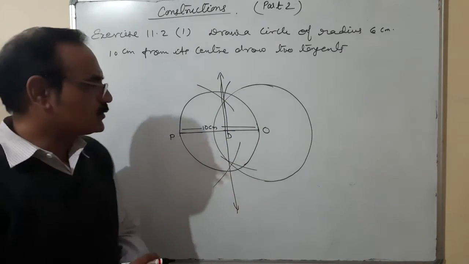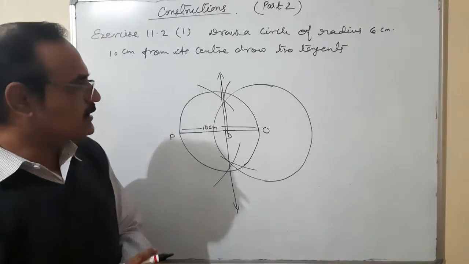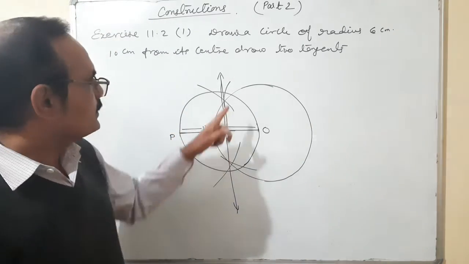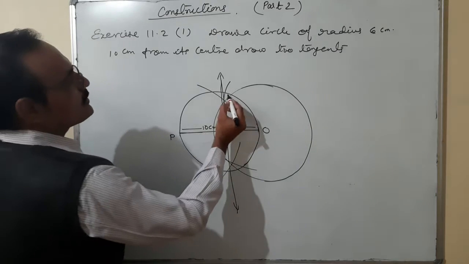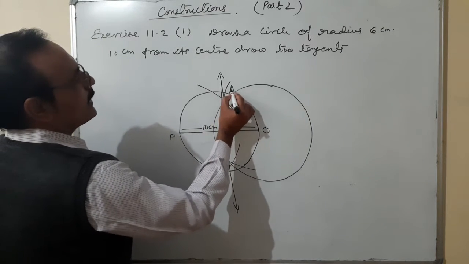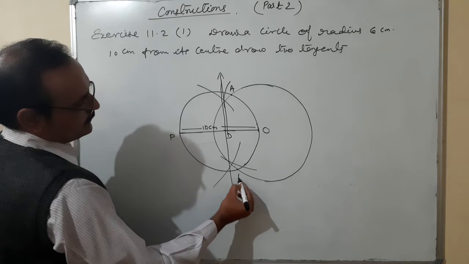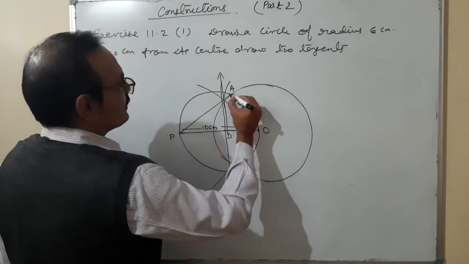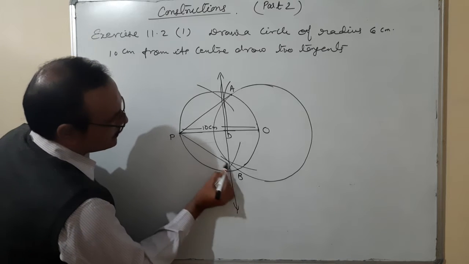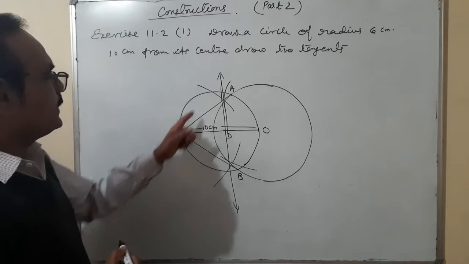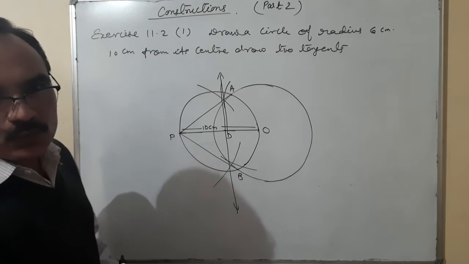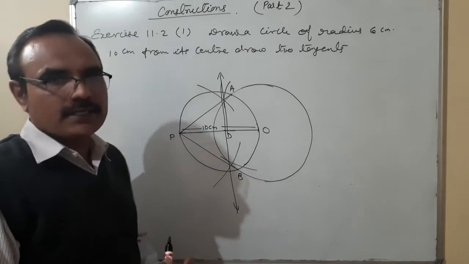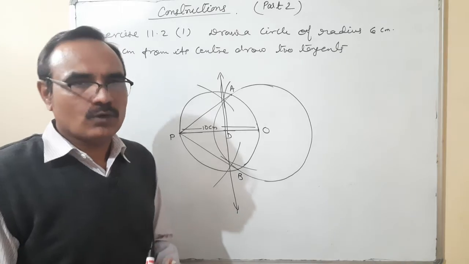Now you will see there are two circles here and both circles are intersecting at 2 points. Suppose this point is A and here is B. With the help of the ruler, join P to A, and then join P to B. So PA and PB are the two tangents and they will be equal, because the lengths of tangents drawn from an external point to a circle are always equal.